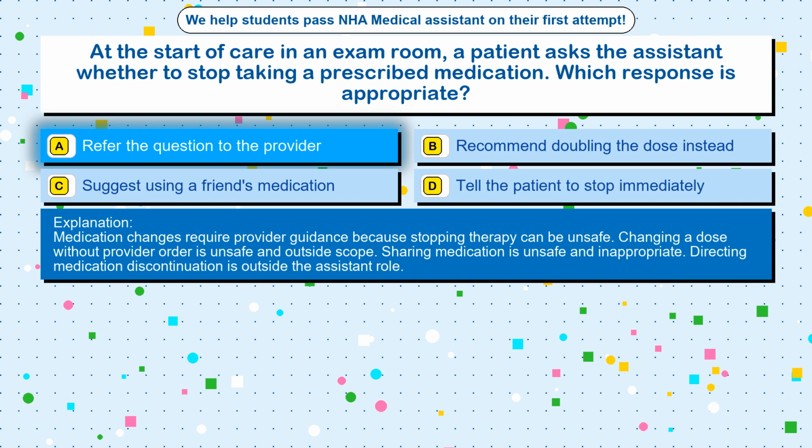Medication changes require provider guidance because stopping therapy can be unsafe. Changing a dose without provider order is unsafe and outside scope. Sharing medication is unsafe and inappropriate. Directing medication discontinuation is outside the assistant role.